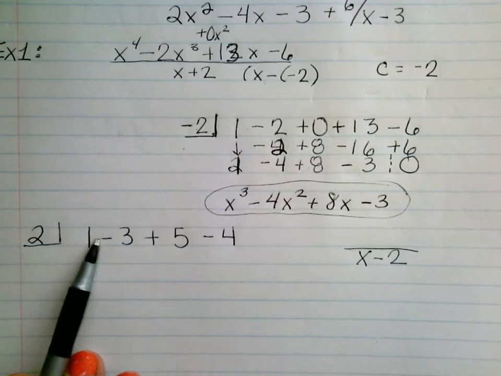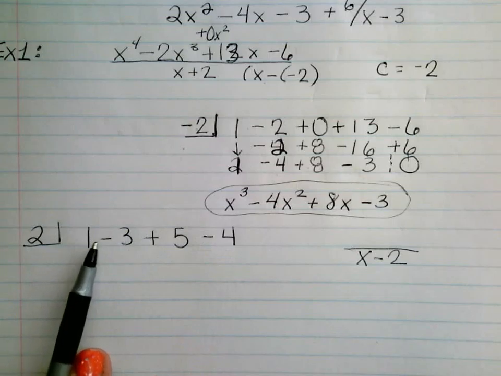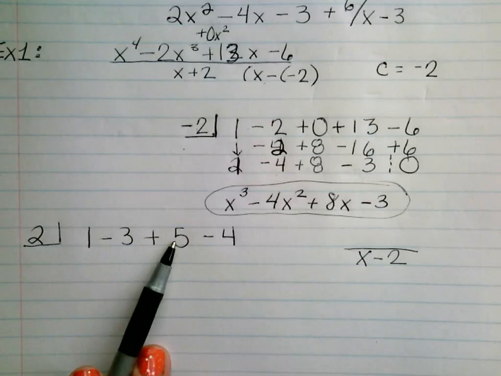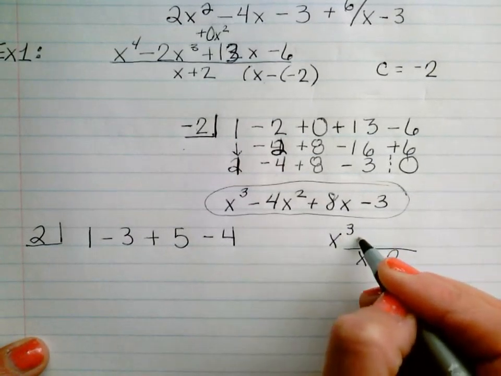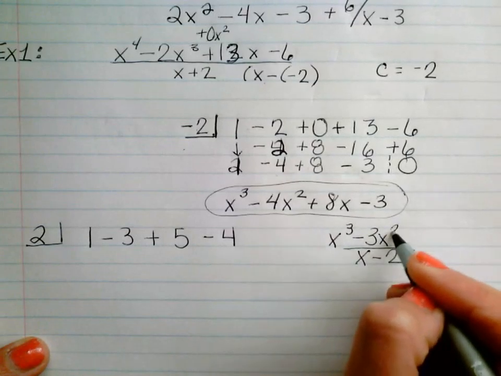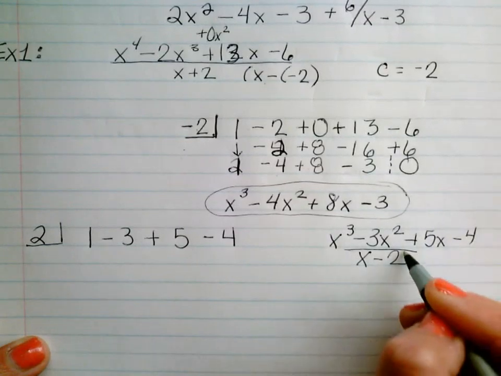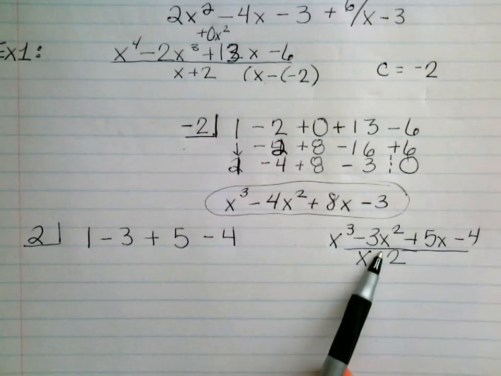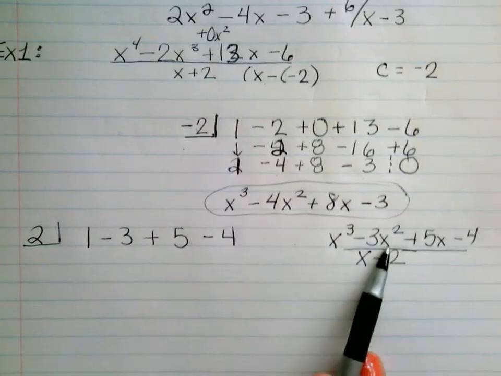Then you got to figure out what you got here, and I always have to count. Is it x cubed, x to the second, x to the first, and then a number? Yes, because they're in order. So it's going to be 1x³ minus 3x² plus 5x minus 4. So this here is the representation for this item over here. Okay?